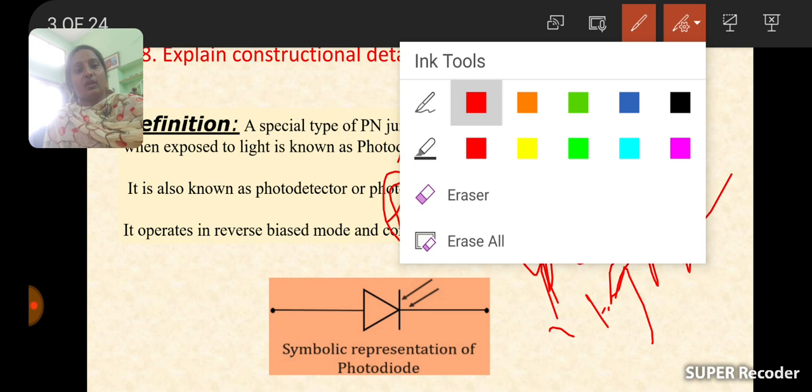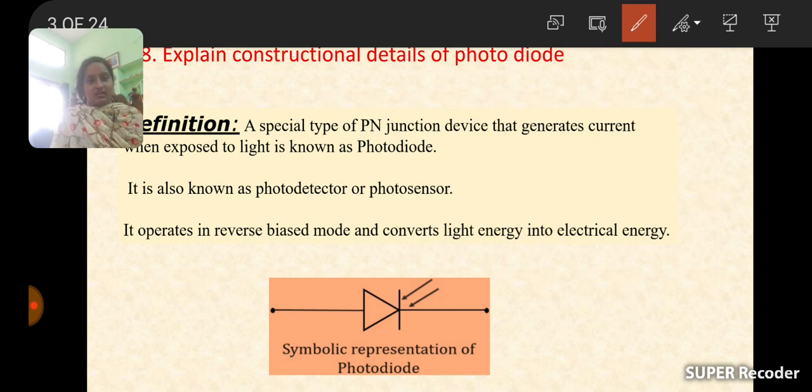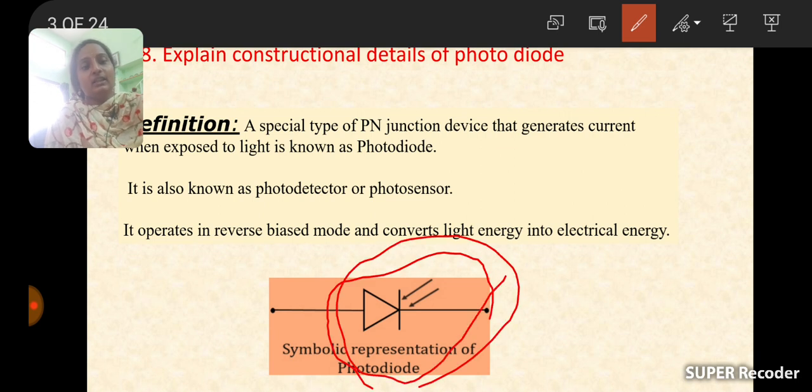So in photodiodes, photons must reach the junction. Because of photons, the current must be produced, and this current is directly proportional to the amount of light falling on the junction. So this is the principle involved in the photodiode. See here, this is the symbolic representation of photodiode. The light energy must fall on the PN junction.